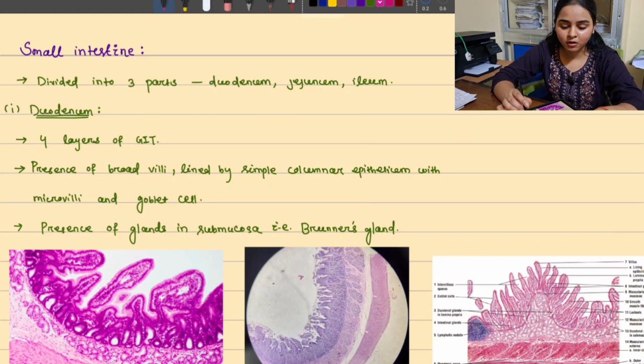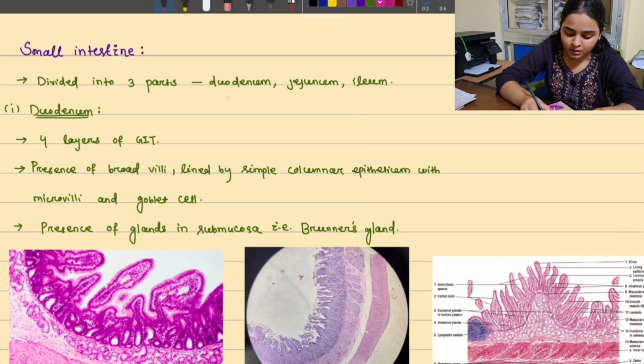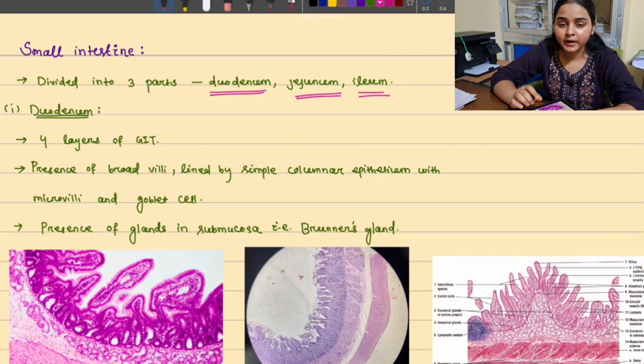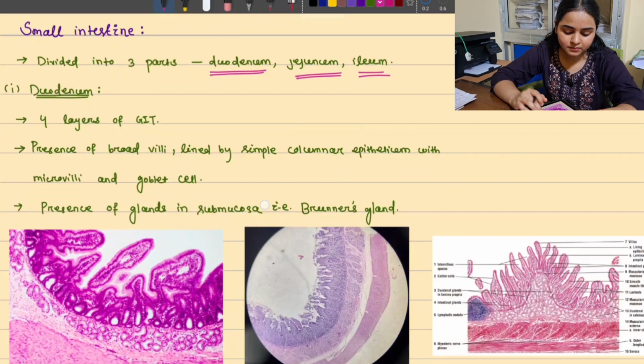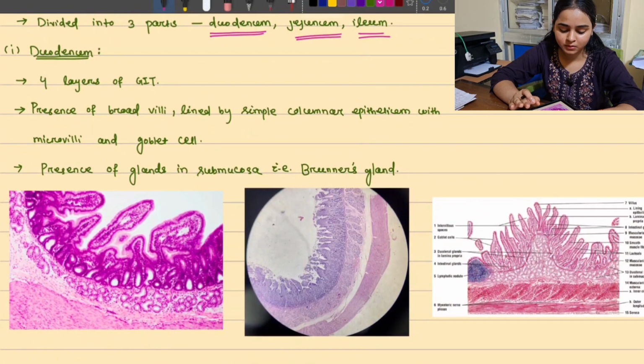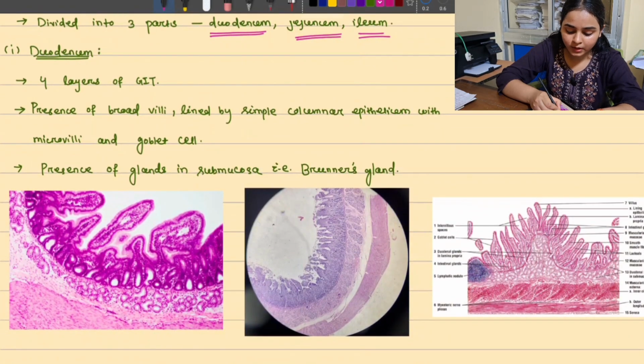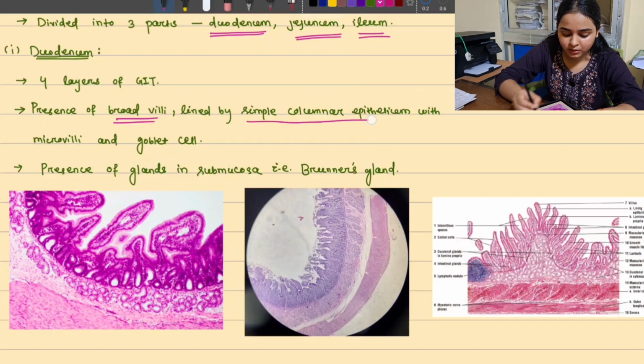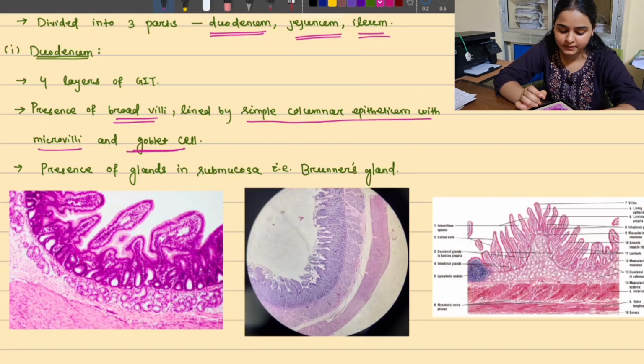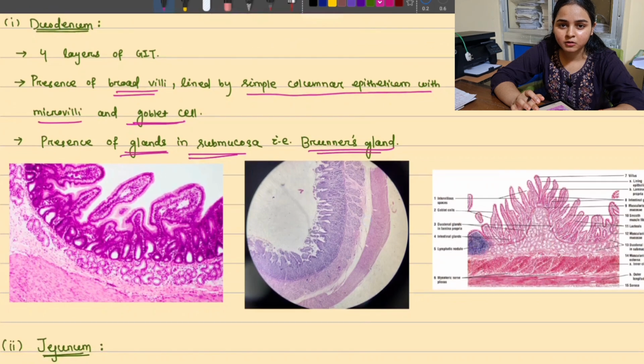Now let's come to the small intestine. Small intestine has three parts: duodenum, jejunum, and ileum. And we are starting with the duodenum first. Duodenum has the 4 layers of GIT, that is the same everywhere. Presence of broad villi lined by simple columnar epithelium with microvilli and goblet cells are present in the duodenum. Presence of glands in the submucosa, that is known as Brunner's gland. This is the most characteristic feature of the duodenum. So it can be a spotter also.